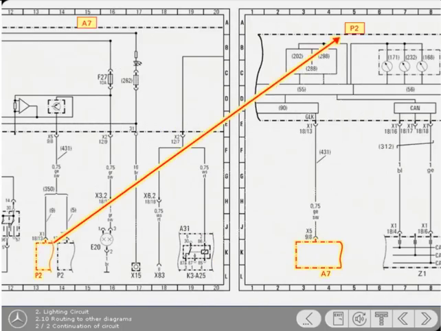So to summarize, when following a circuit from one diagram to another, remember this sequence. First, note the designation of the component from which the cable is coming, and then refer to the next diagram and look for the same designation.